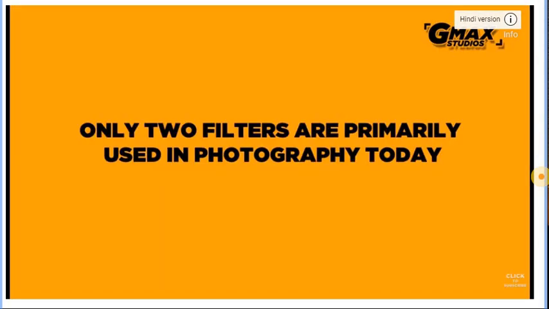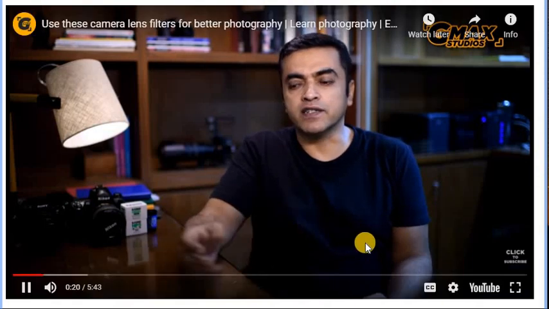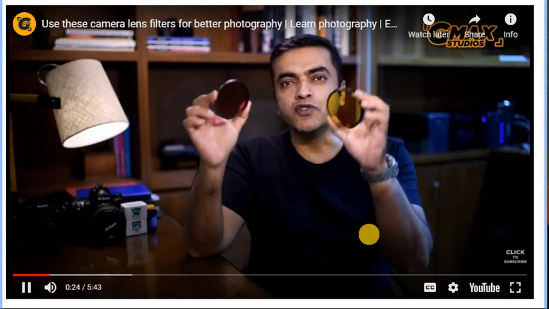Hello and welcome to GMAX Studios. Today we are going to talk about the different kinds of filters that you can use to improve your photography. So traditionally, when people shot on film, there were a lot of filters that were used, like this red filter or this yellow filter, to achieve the kind of effect that you wanted in camera, because post-processing and adding effects on film was pretty difficult.